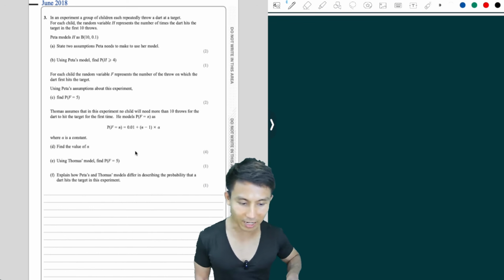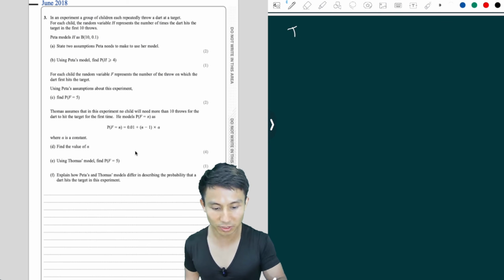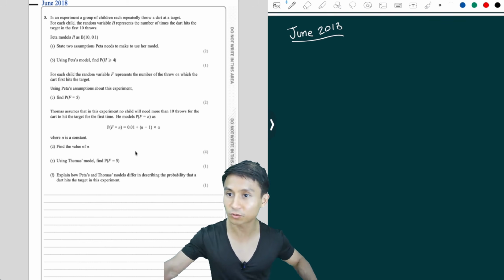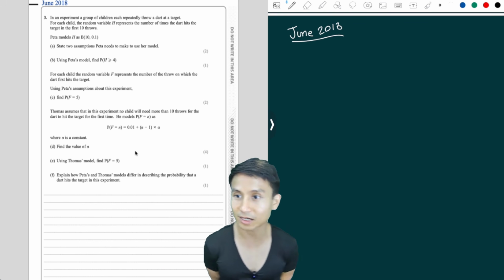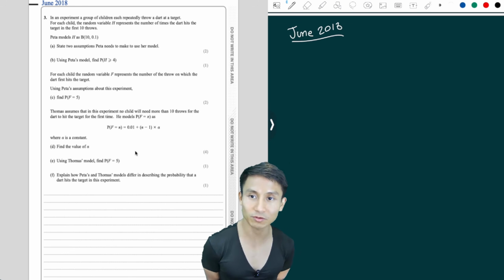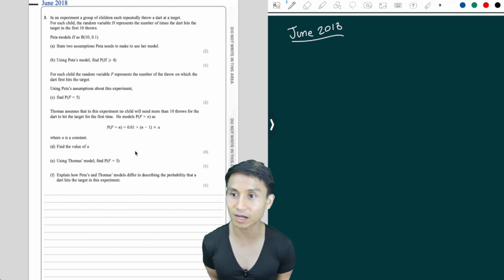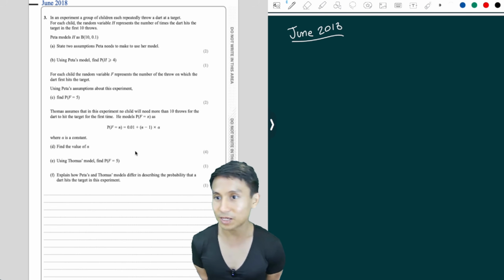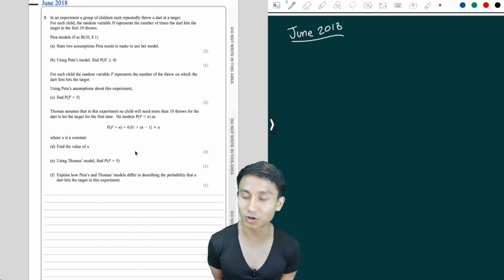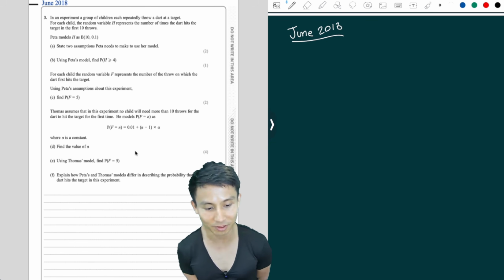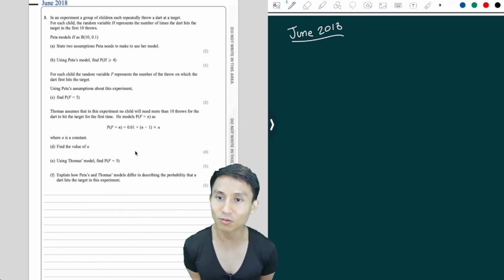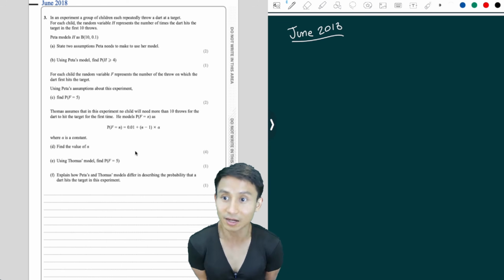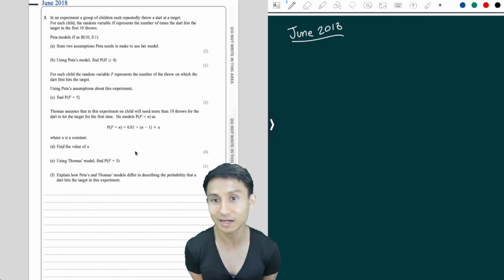Now let's have a look at the next probability question, June 2018, question 3. In an experiment, a group of children each repeatedly throw a dart at the target. For each child, the random variable H represents the number of times the dart hits the target in the first 10 throws. Peter models H as binomial distribution 10, 0.1. So 10 is the number of trials, and 0.1 is the probability of 10% of each one hitting the target.